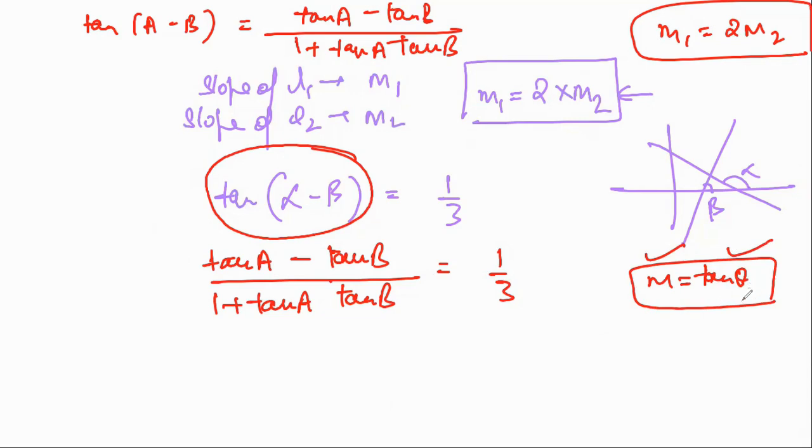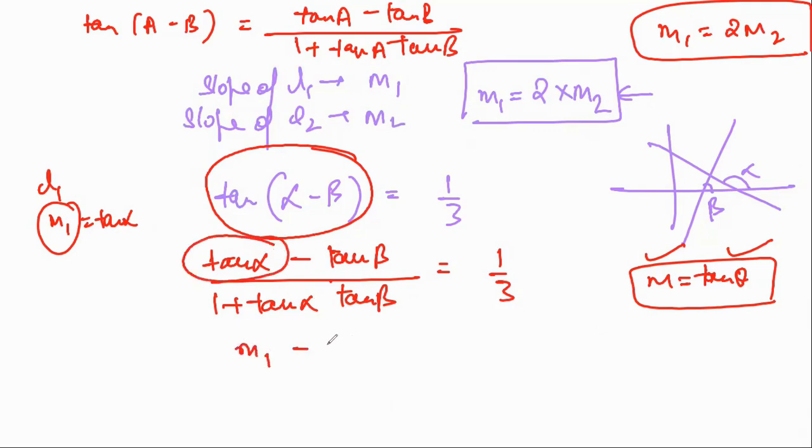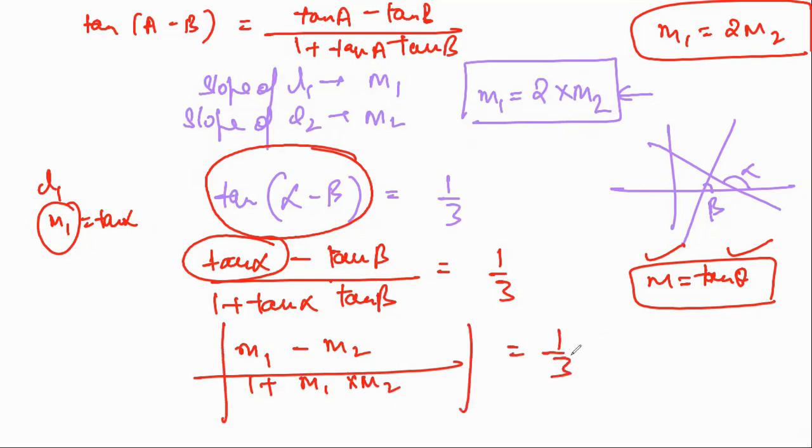So for the line L1, we have taken the slope as m1, which is equal to tan alpha. I'm not using A and B, because we have taken the angles as alpha and beta. So this is alpha, and this is beta. This I am representing by m1, this by m2, over 1 plus m1 multiplied by m2. And I am taking everything in modulus because I want the positive value, because on the right hand side we have the positive value, right?